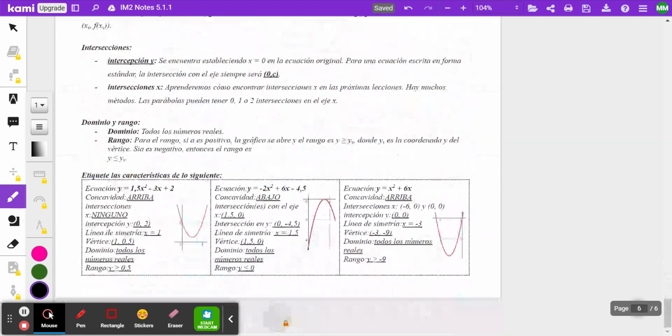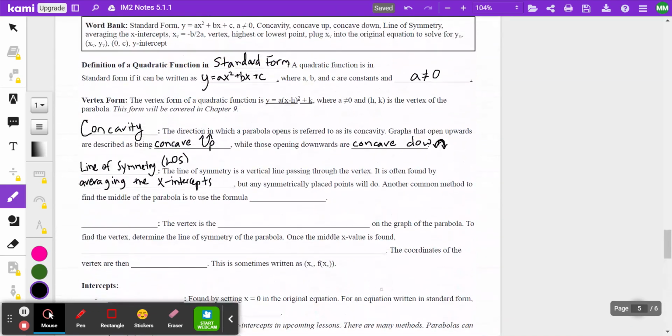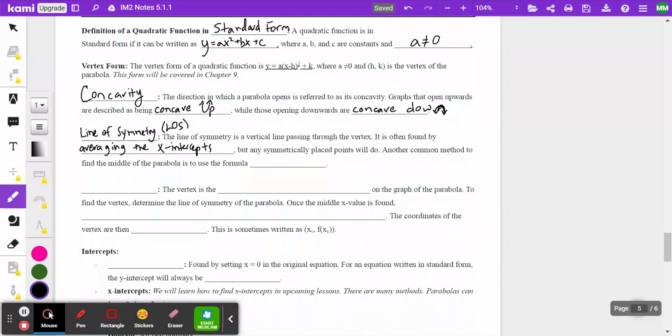Okay, whoopsie, too far. Another way that you can find the middle of a parabola is to use the formula x equals -b over 2a. When we start talking about the quadratic formula, this is a piece of it.